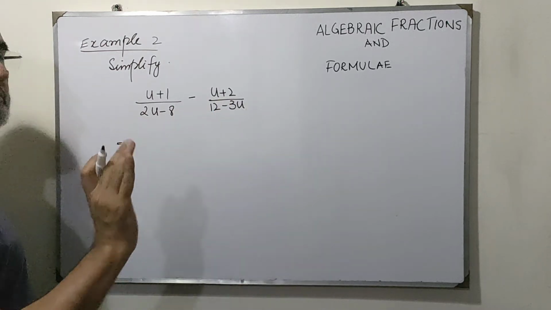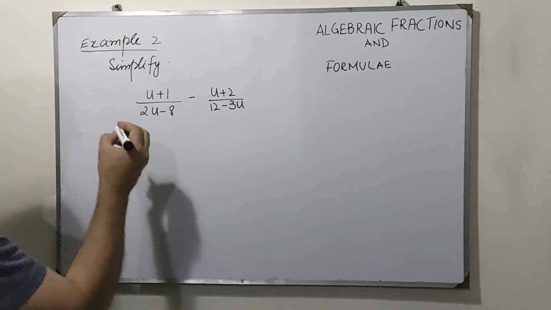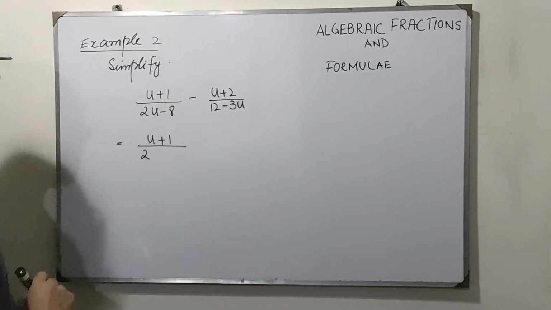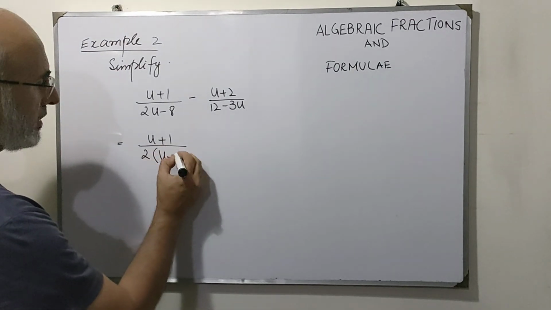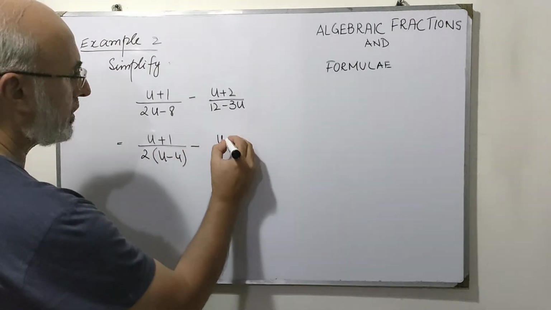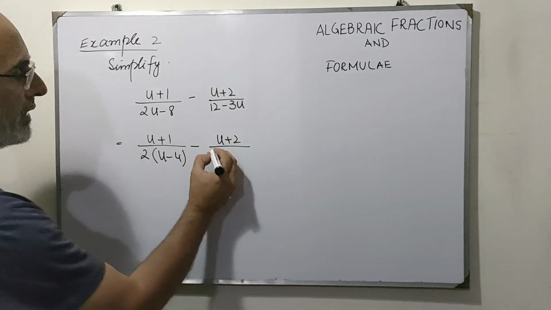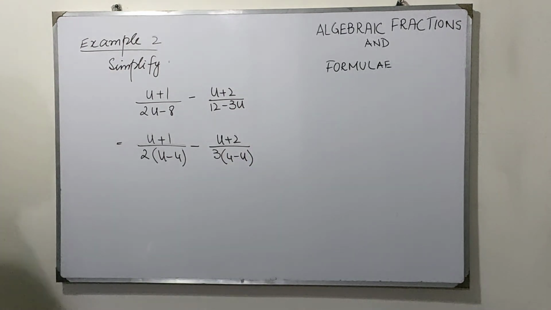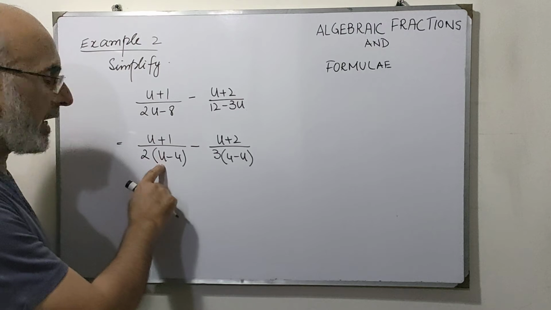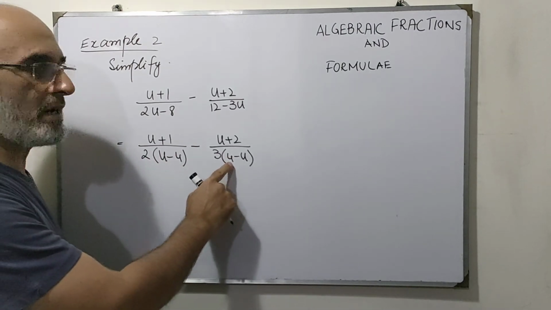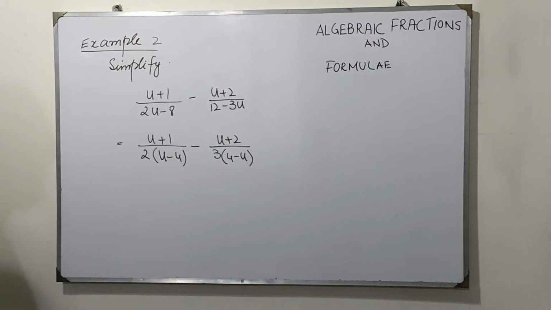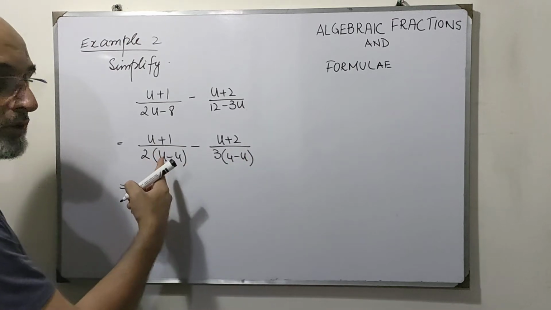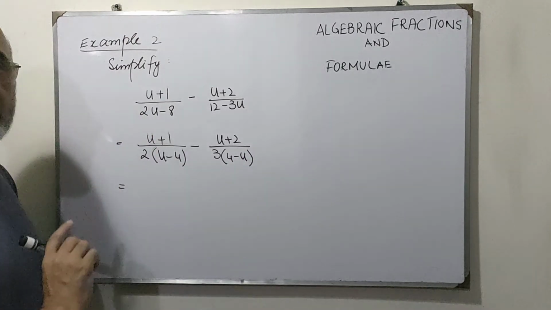Right now, it's a little confusing, so let's make it into some easier form. I'm going to take 2 common over here. So what is left? u minus 4 in the denominator of the first, and 3 and 4 minus u common in the second. First step done. Now you see, I have here u minus 4 and it is 4 minus u. So I'm going to take minus common, and this minus common will make this minus into plus.